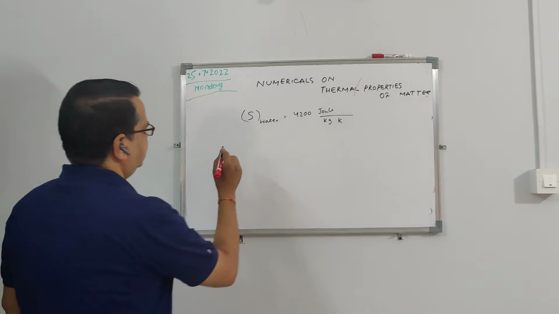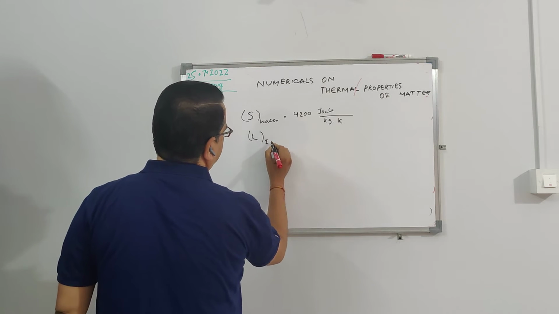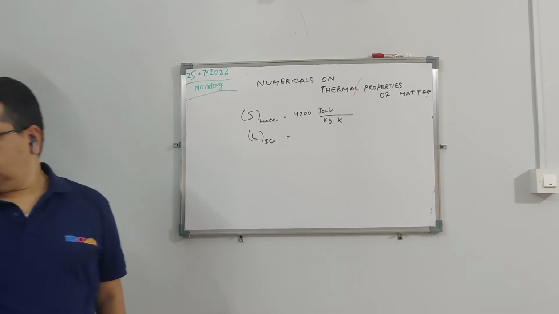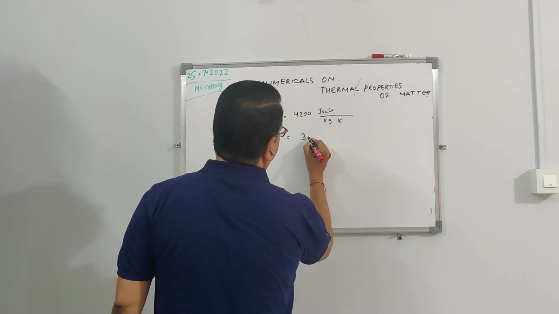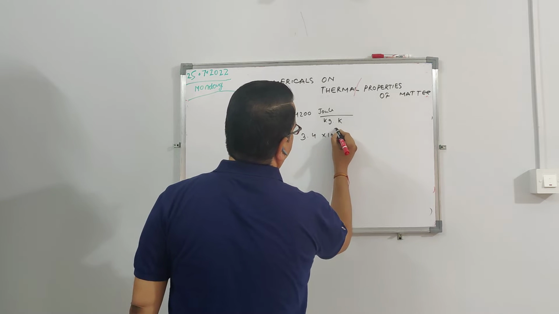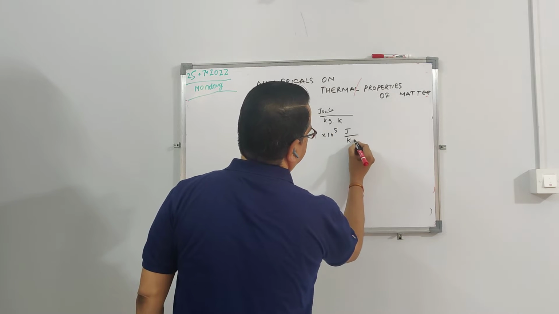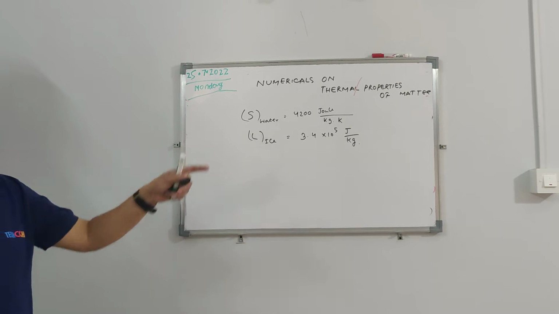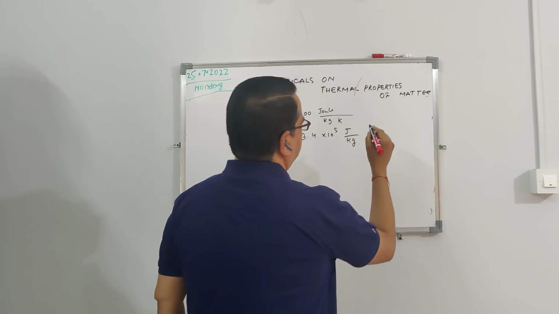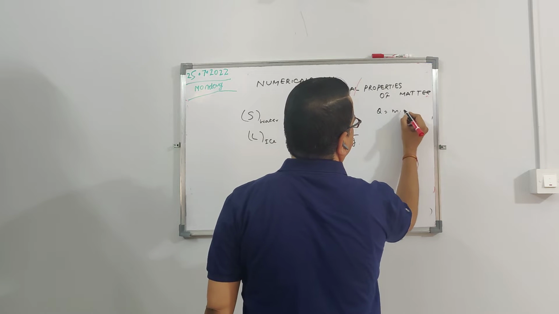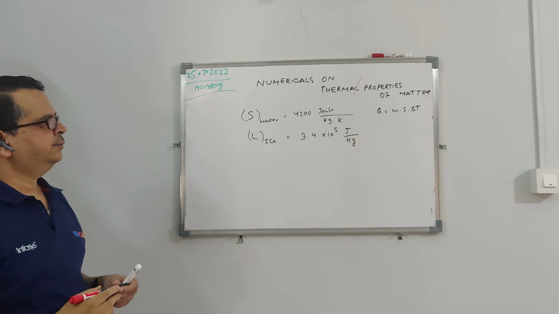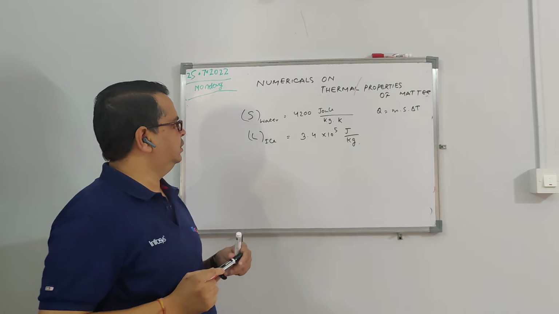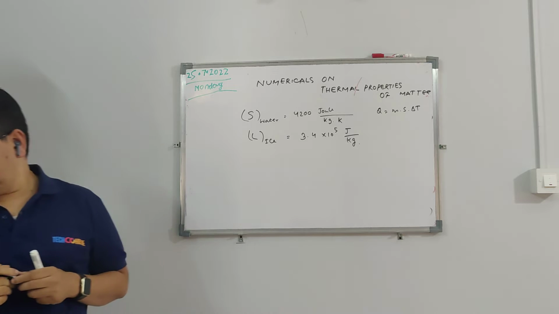Latent heat of ice, L ice, that is latent heat of fusion of ice. Okay. L ice is equal to 3.4 into 10 to the power 5 joule per kg. Okay. So that's the unit of specific heat, because your heat is equal to m s delta T, right? That is the amount of heat. So this is the latent heat of ice.